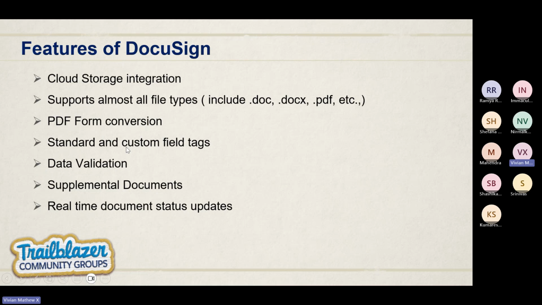The PDF conversion is out of the box available with DocuSign, so you can convert your document into PDF. You can also add some standard field tags, usually known as anchor tags. These tags are developer friendly. We'll be diving deeply into the anchor tags in the upcoming slides and in the demo.